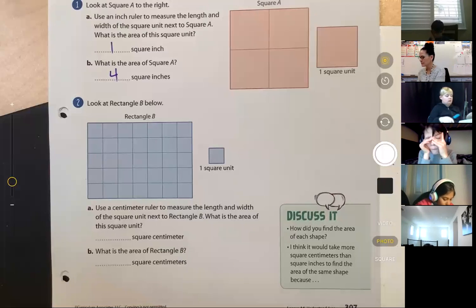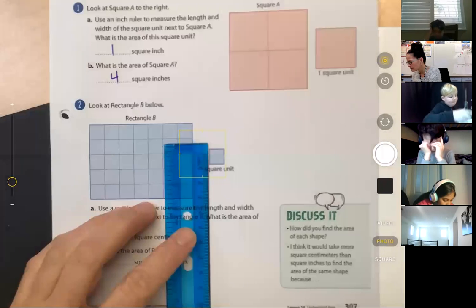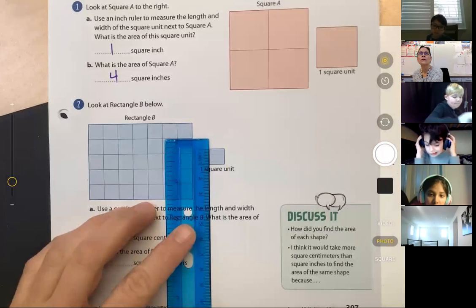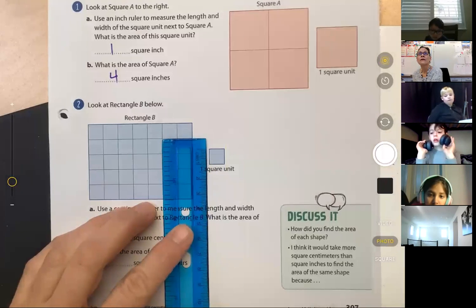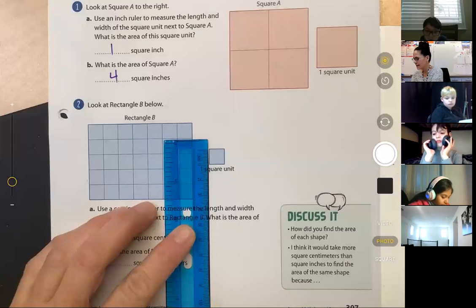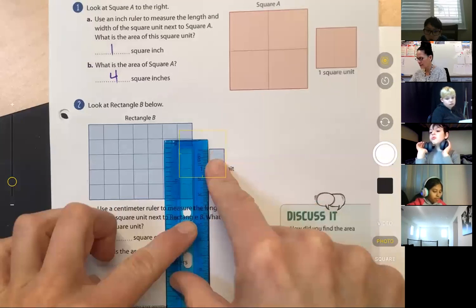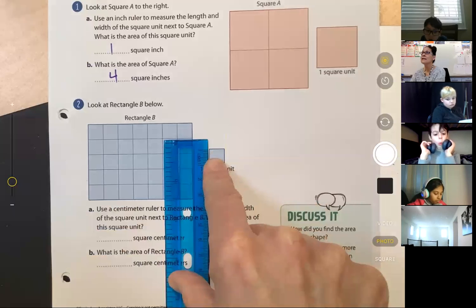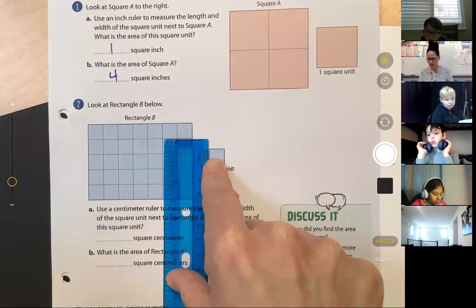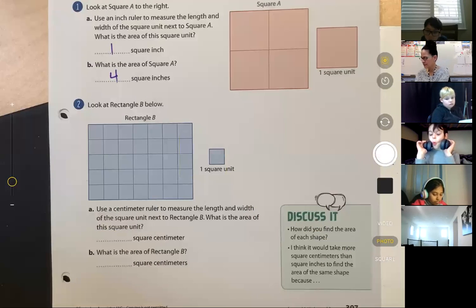It's asking us to measure that little square unit. So, okay, here we go. And oh, look at that. This little square unit to the side is in fact 1 square centimeter. It is 1 square centimeter.